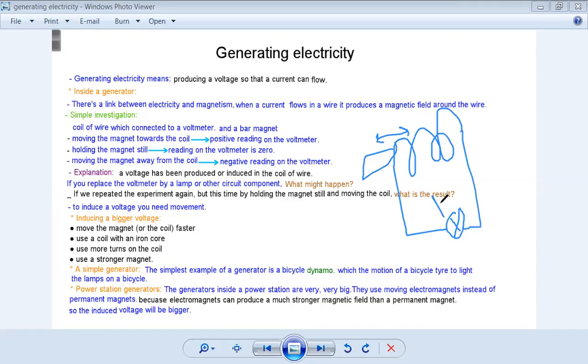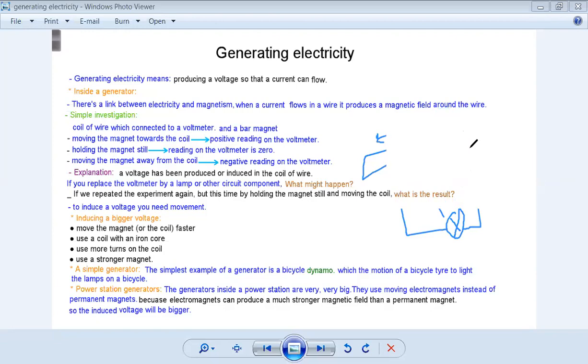The light will be on if we move the magnet. It's like the voltmeter reading, okay? If we hold the magnet still here, can we get anything? Can we get a light or something? No, because we don't have any voltage running through the current.